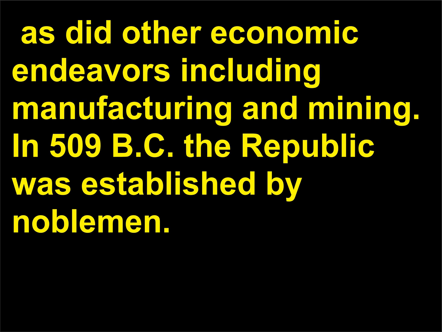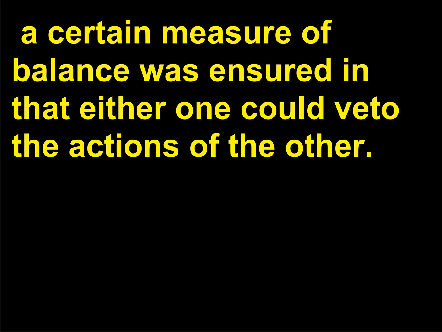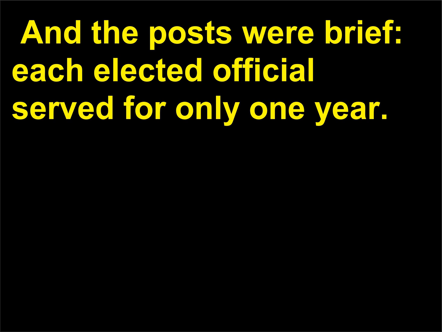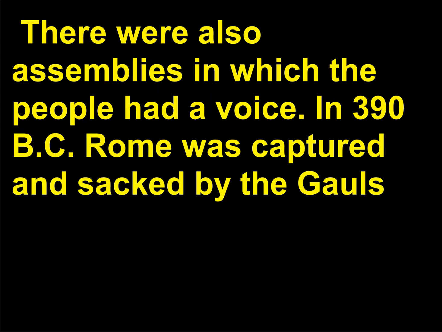In 509 BC the Republic was established by noblemen. The government was headed by two elected officials who were called consuls. Since they shared power, a certain measure of balance was ensured in that either one could veto the actions of the other. And the posts were brief; each elected official served for only 1 year. These heads of state were guided by the Roman Senate, which was made up of senior statesmen. There were also assemblies in which the people had a voice.